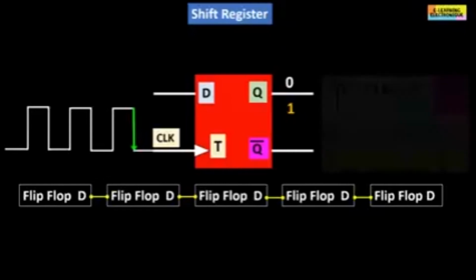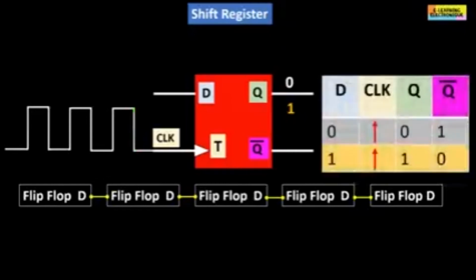Here is the table of operation of a D flip-flop. When the input D value is 0, the up arrow means rising edge of the clock. The output Q will be equal to the input, so 0 and Q bar is the opposite, it will be 1. When D is equal to 1, Q will be equal to 1 and Q bar will be at 0.